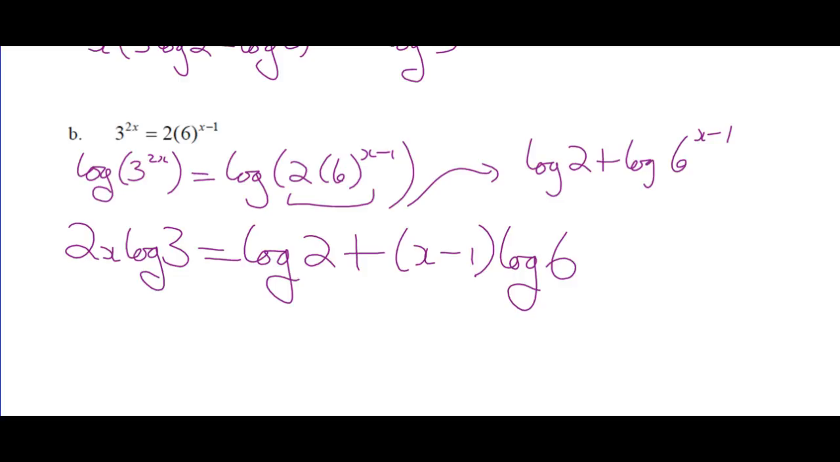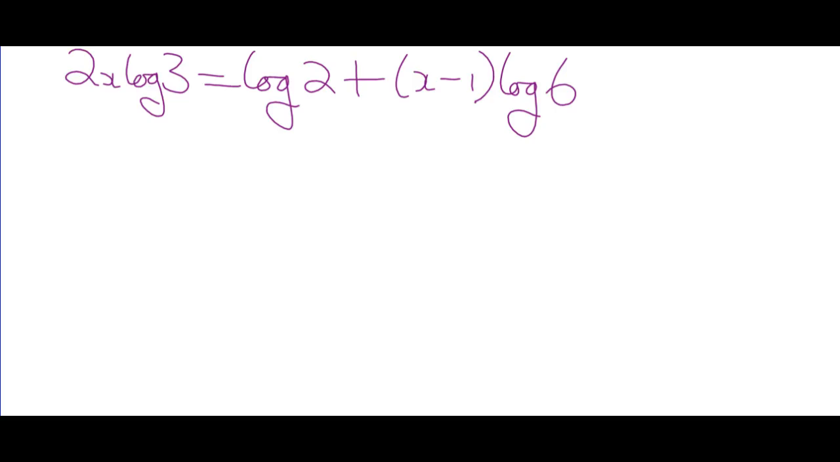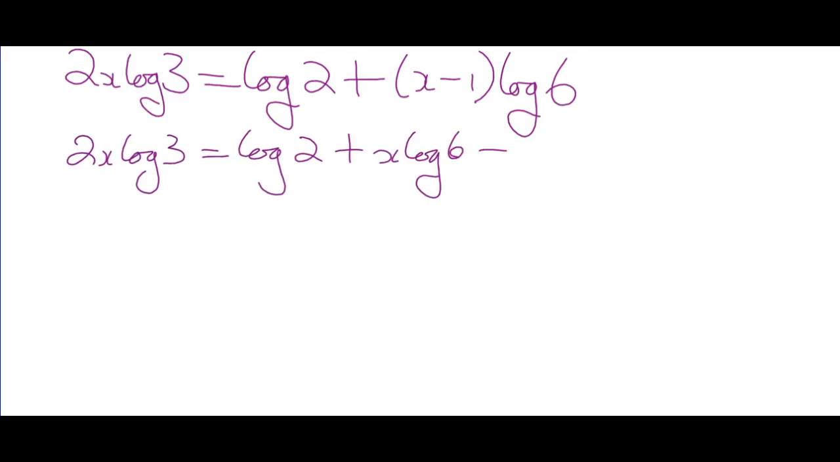Okay, so same deal, right? We're going to expand this. Get all our x's on one side, all of our non-x's on the other. Factor the x out, and then divide both sides by that, just as we did above. And then we'll work it out on our calculator and get a value. Okay, so 2x log 3 is equal to log 2 plus x log 6 minus log 6.